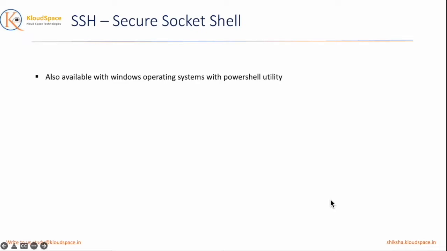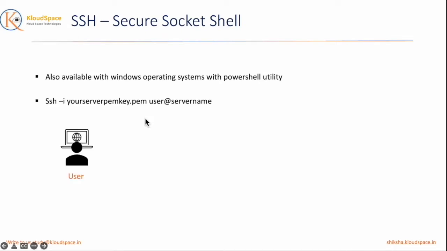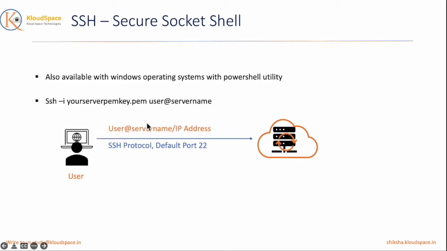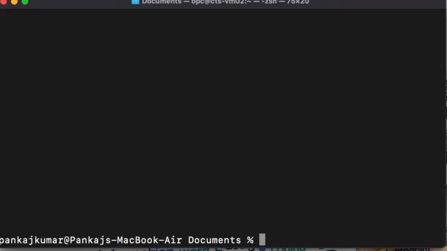When we talk about SSH, what do we need to do in order to connect to the Linux or Unix system? We use the SSH command, and then there are various options. Let's say you are the user trying to connect to one of your machines, be it local or remote. You need at least a username and your server name or IP address, and then the SSH protocol, which uses default port 22 to connect to the server. I will now show you how to use it using the command line. I will just be taking you through it here.